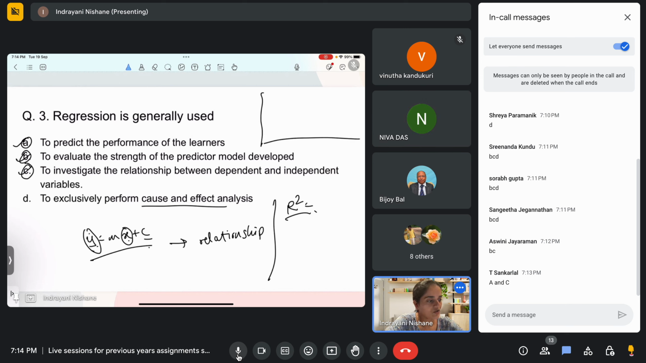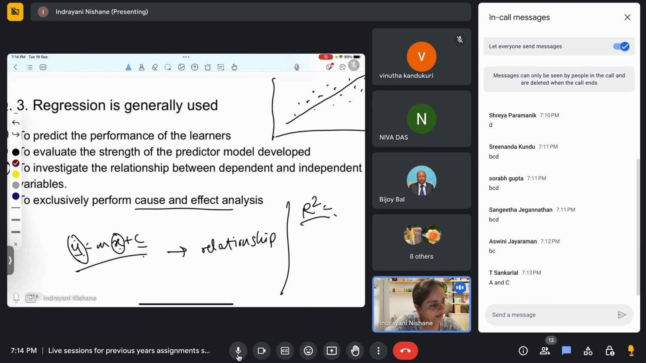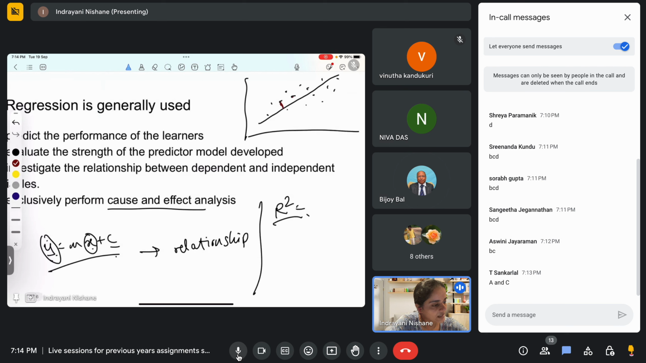You remember in correlation also we have seen this: we do a scatter plot, and then we try to come up with a line where the root mean square error will be minimum. So the distance between this line and these data points should be as small as possible, so that the correlation will be stronger.